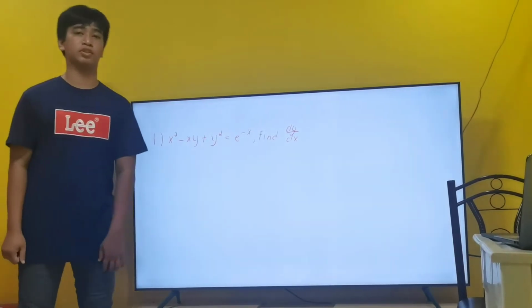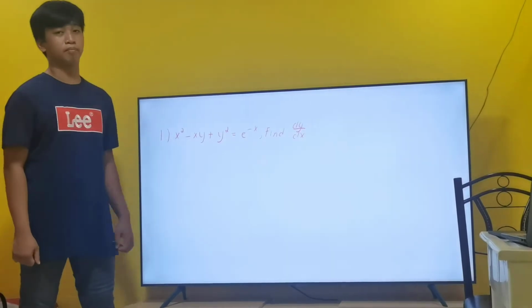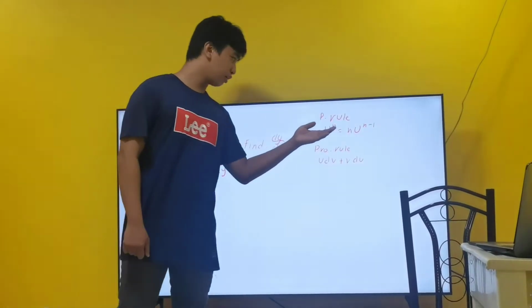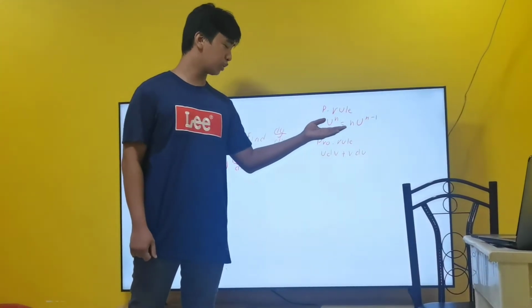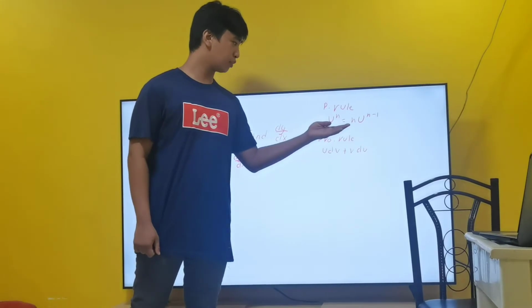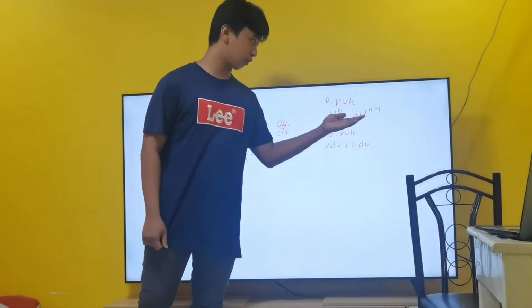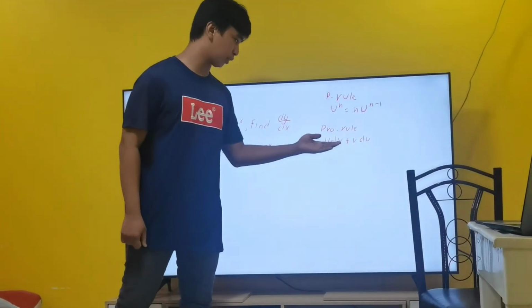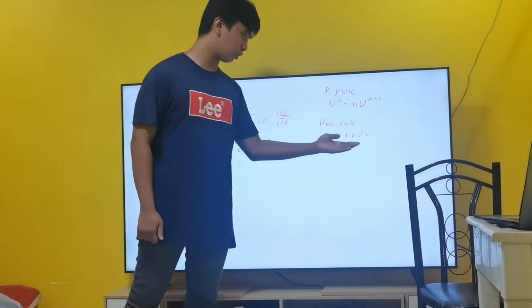So, let me ask you first, guys. What do you think our first steps in the problem? Our first step is we need to apply the power rule, which is u raised to the power of n equals n times u, where n is our exponent, then u raised to the power of n minus 1. The formula for the product rule is u derivative of v plus v derivative of u.